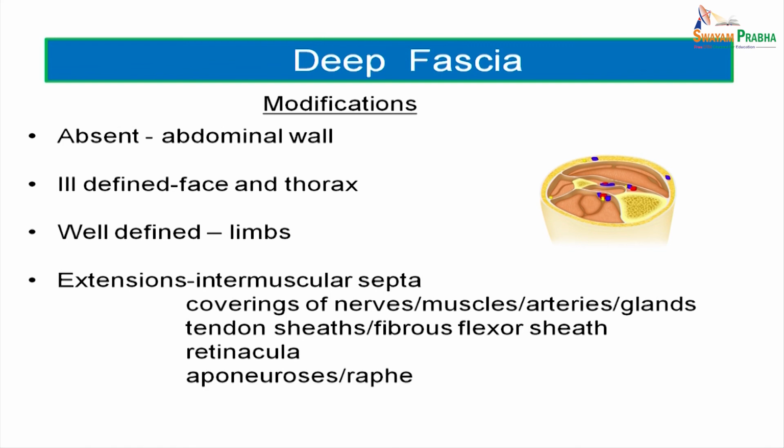We also have aponeurosis and raphe, which are modifications of deep fascia. The other modifications include ligaments. These are structures which are connecting two bones.